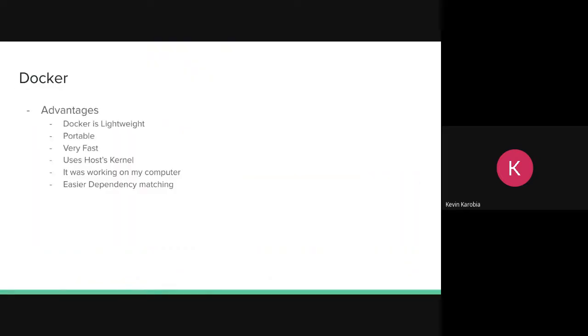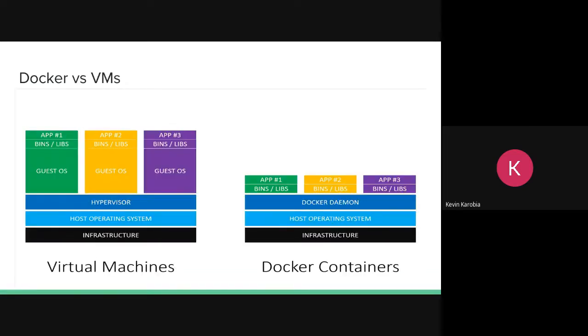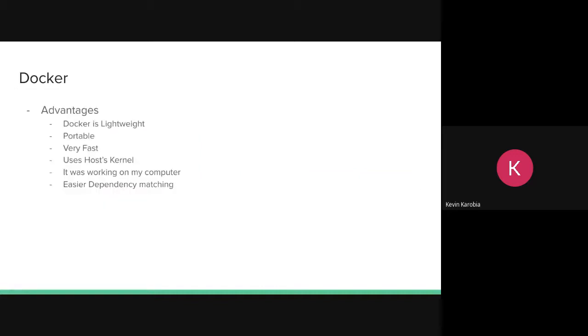And so the advantages of Docker: it's lightweight and it's very portable. Because you're only going to need the Docker image for this particular app one. You're only going to need this particular one if you want your app to run. So it's very lightweight and very portable. And because it's lightweight, it's very fast. It's significantly fast for you to launch a Docker image.